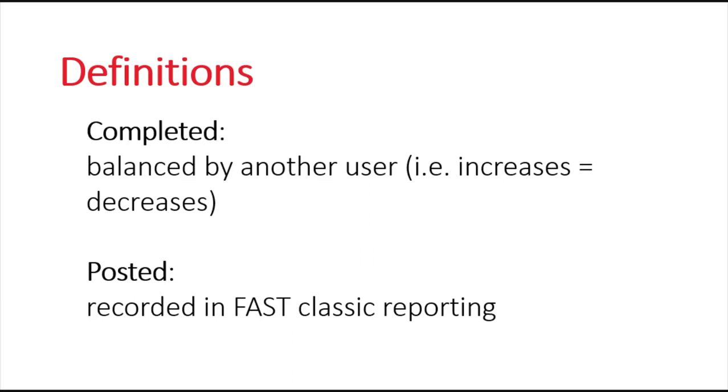Before we explore this screen, let's take a look at a few definitions. Completed means that a budget adjustment has been balanced by another user, that is, the increases equal the decreases. Posted means that a budget adjustment has been recorded in Fast Classic reporting.